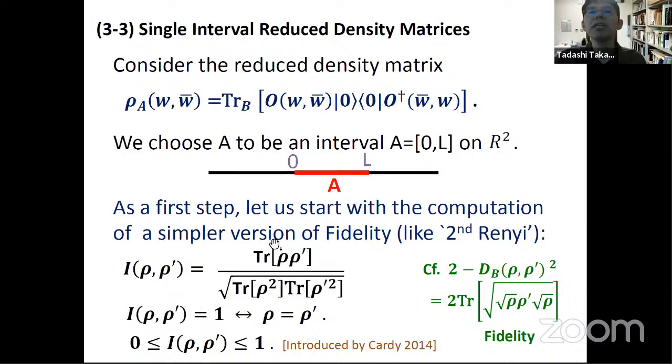But before that, it is easy to look at some easier quantity, which is kind of Rényi entropy versus von Neumann entropy. We are looking at the Rényi version of fidelity given by I(rho, rho prime). This was first introduced in Kari. If this quantity is 1, this means rho and rho prime are the same, right? We cannot distinguish these two. They look the same. But if this is smaller than 1, then we can distinguish these two.